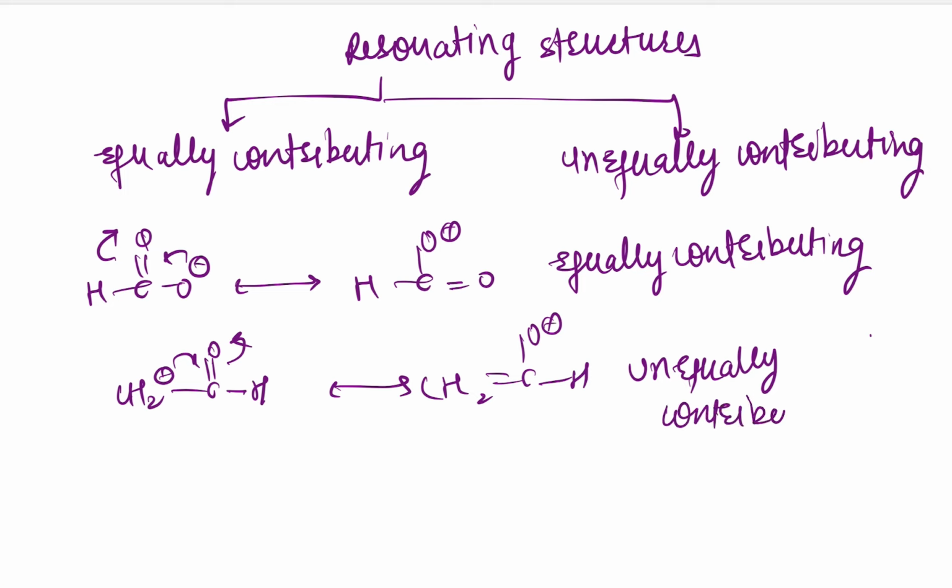Why is it unequally contributing? Because one time the negative charge is on carbon and one time on oxygen, whereas in the equal case both times the negative charge is on oxygen. Now we have some more structures of equally contributing, like carbonate. If we draw some equally contributing, we have benzene first of all. Benzene has two structures, so it is equally contributing.